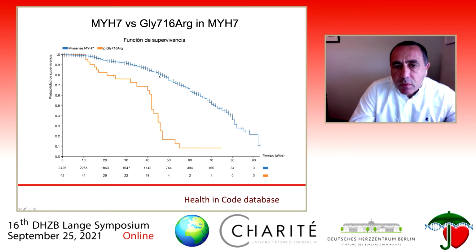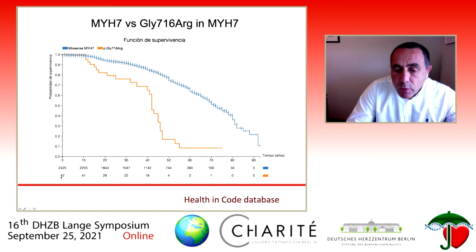And this is one particular mutation in beta-myosin, glycine 716 arginine. And you see the prognosis is completely different. At age 20, with this mutation, you have a 20% sudden death incidence. And at age 50, you have 15% survival, and these are heart failure deaths. So this information is from only 42 individuals.